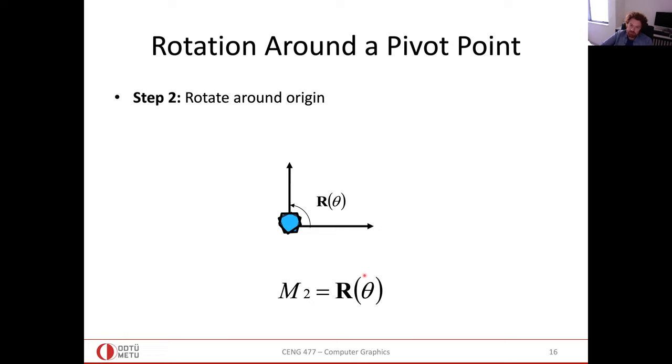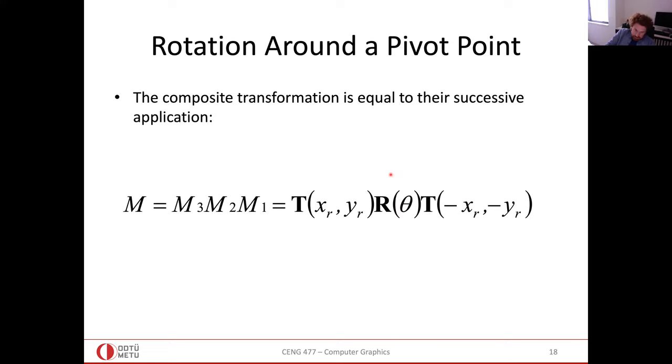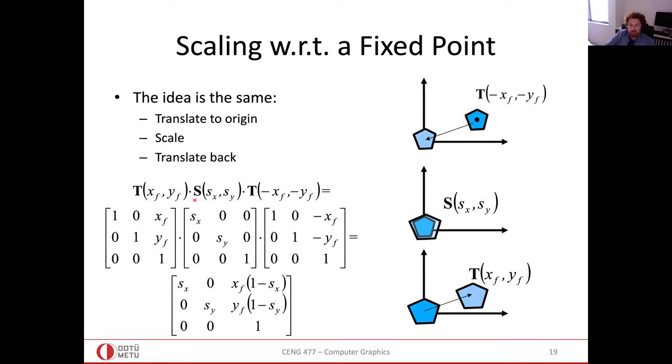Now I can do my rotation based on the pivot in the origin case. Again, this will move all the points, including the pivot point. It will actually stay in the origin because 0, 0 times anything is 0, 0. But other points will move as well. And now this is what happens after rotation. Then I undo the first minus translation using the plus version of XR and YR. So all you need to do is to compose this matrix M1 times M2 times M3. And that's it actually.